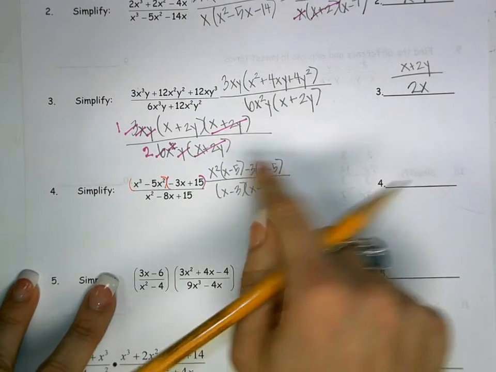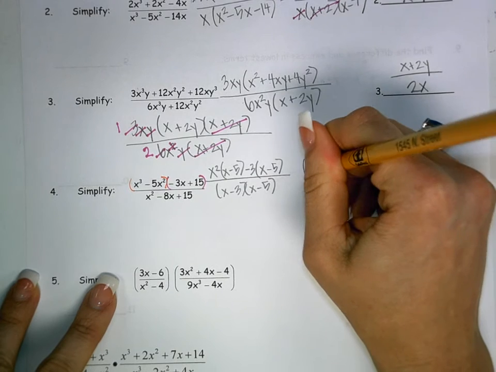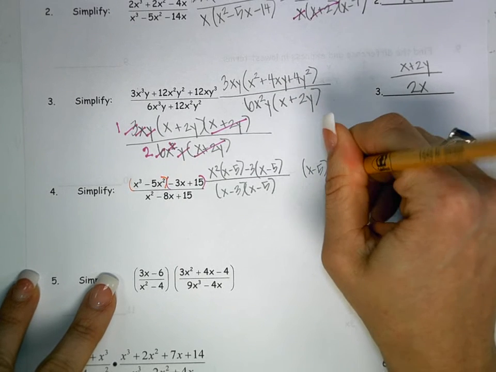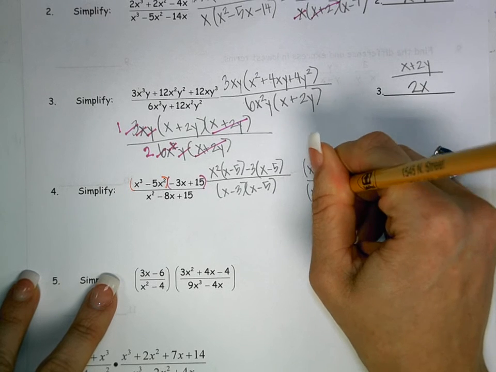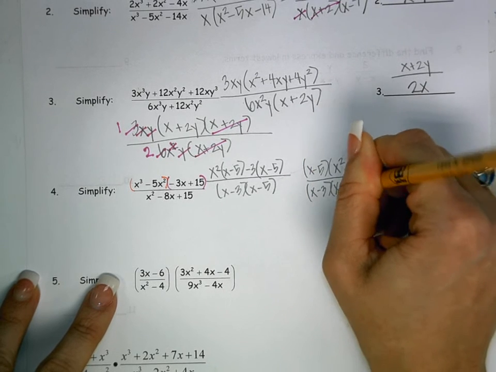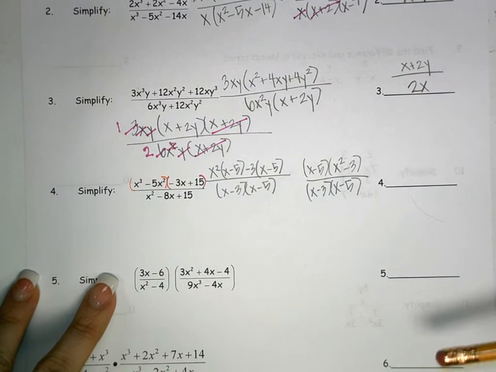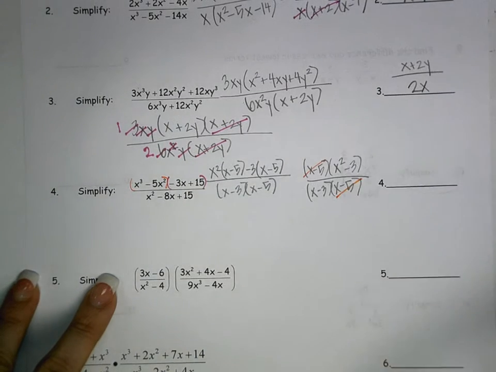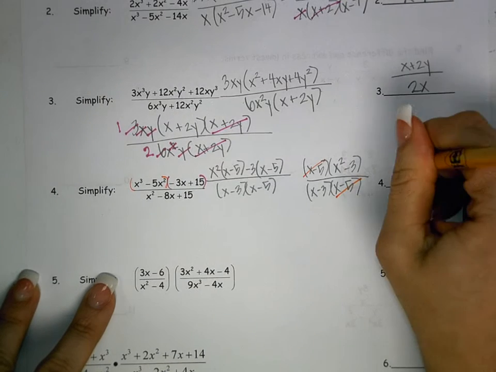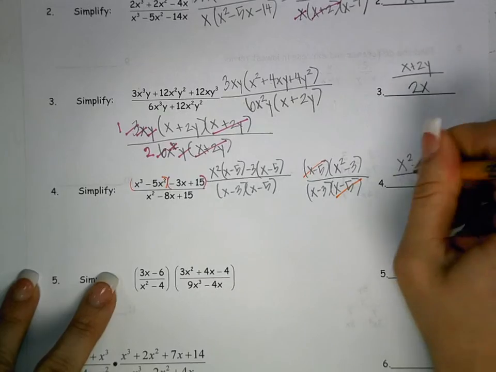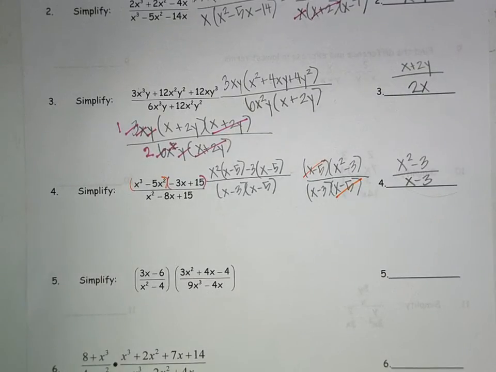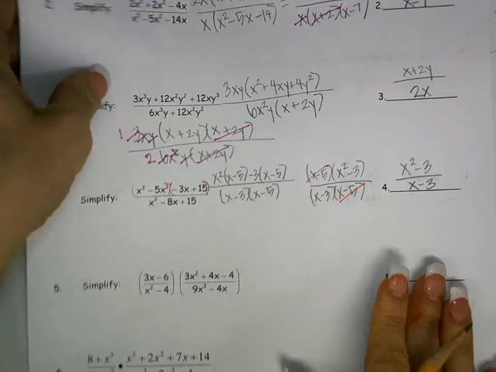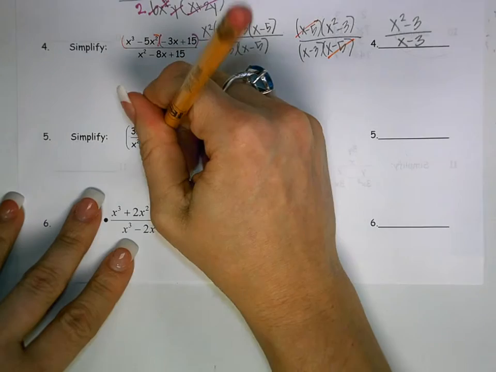Now, this is not done. In the top, you're going to have a group of x minus 5s and a group of x squared minus 3 over x minus 3 and x minus 5. The x minus 5s reduce each other away. These do not reduce. X squared minus 3 is different than just x minus 3. That does not cancel anything out. Nothing reduces there.